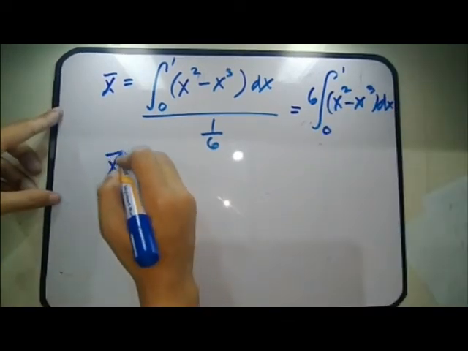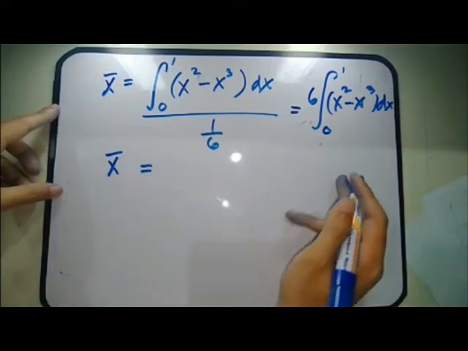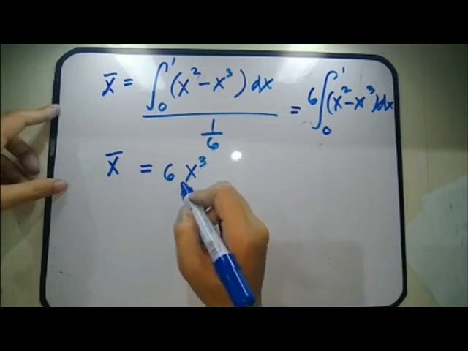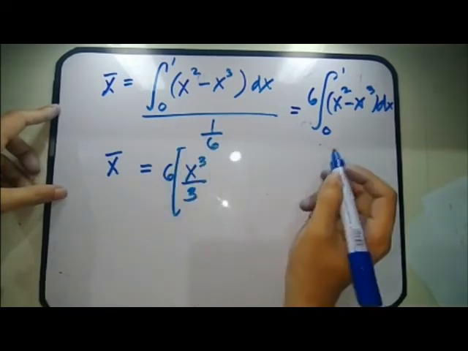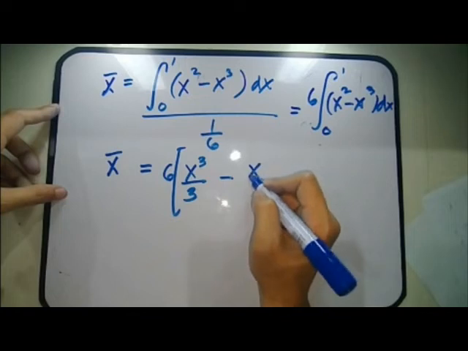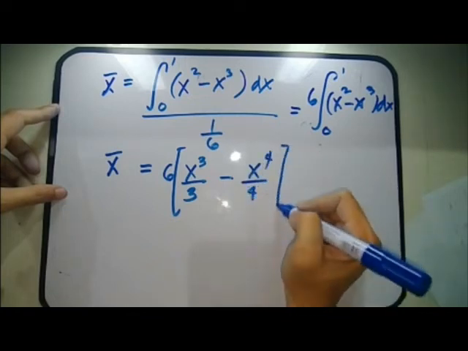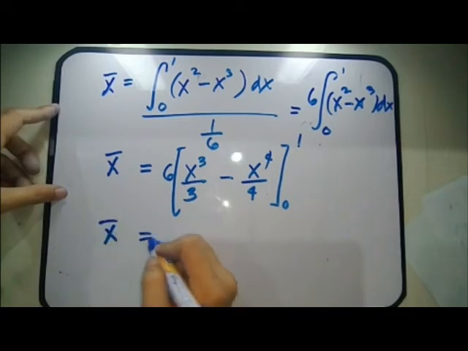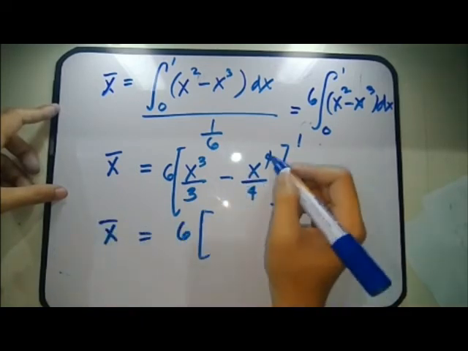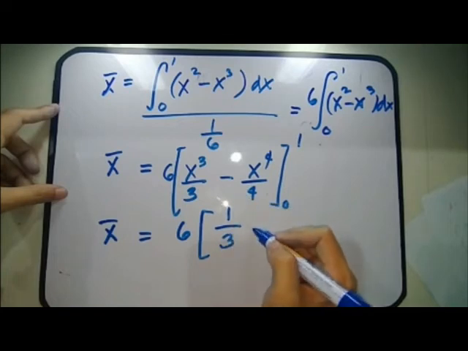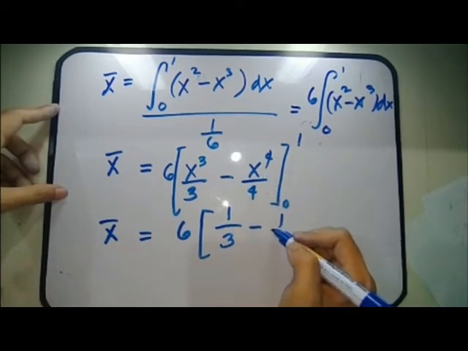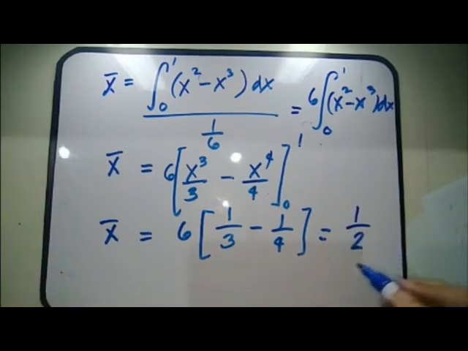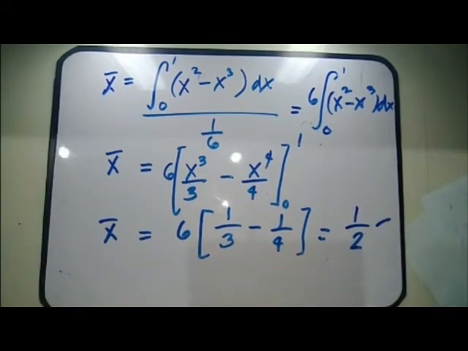So x bar equals, you have here 6 times x cubed all over 3, integrate natin, power formula, x raised to 4 all over 4 from 0 to 1. Then input the limit. So x bar equals 6 times, you have here 1/3 minus 1/4. So that is equal to, you have here 1/2 or 0.5. So x bar is 0.5.